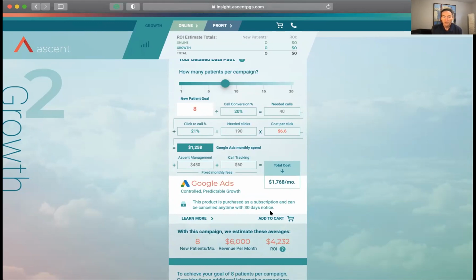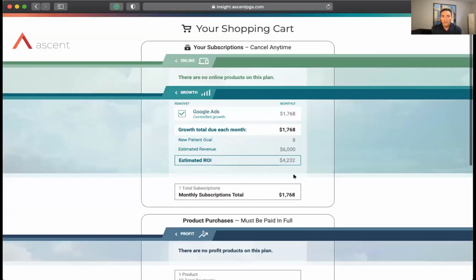Same time, if you feel pretty good about this campaign, which you should, especially if you've got a good per patient acquisition cost, you can simply add this to the cart. Then you can head into your cart and you can purchase this right here.